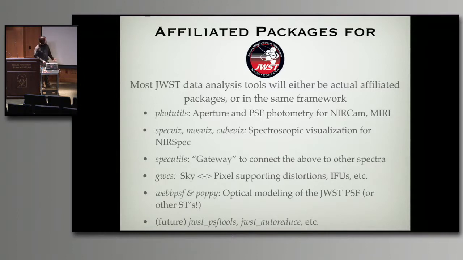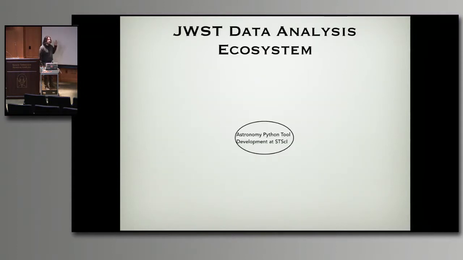So I'm just listing a few of them here, but I'll jump in a little bit more detail into a couple of these. The key idea is that all of these are written using this Astropy affiliated package template and follow, at least at some level, the community software development model. So this leads to the idea of a wider ecosystem that is being developed to make JWST analysis possible.